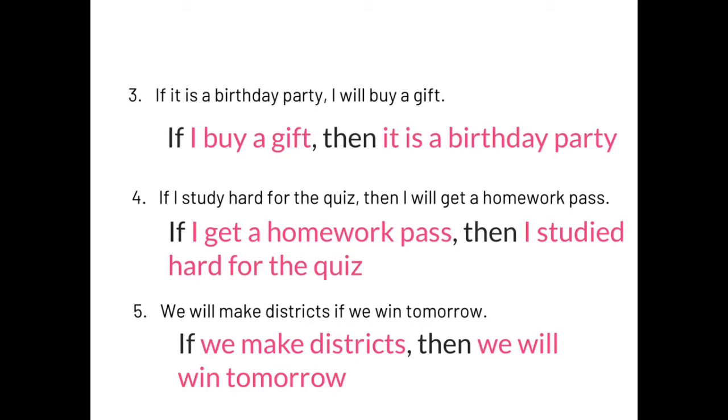Number 5 is one of those ones that switched around. We will make districts if we win tomorrow. If we win tomorrow, this is P. Making districts is Q. So putting that into the converse, it's if we make districts, then we will win tomorrow.